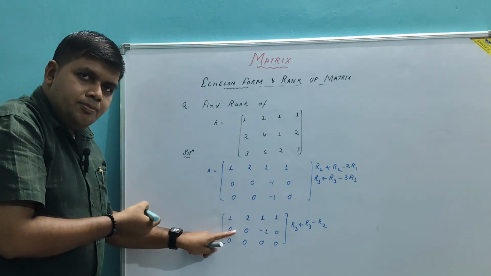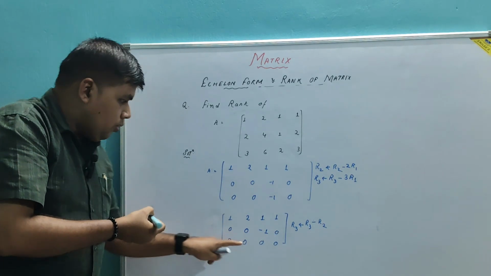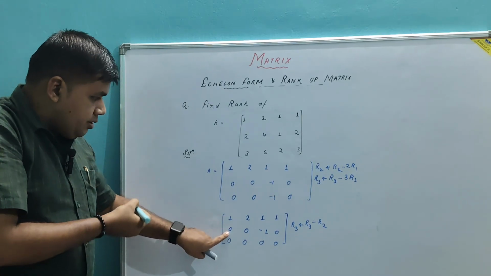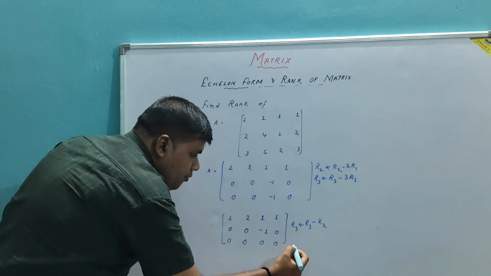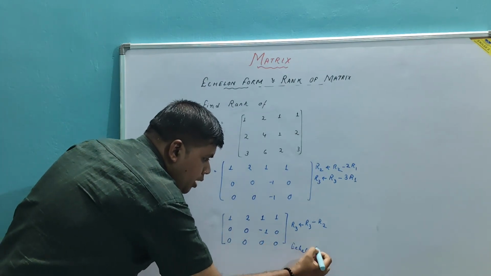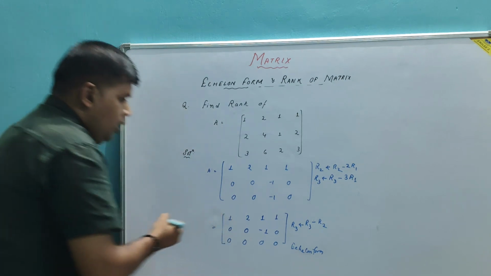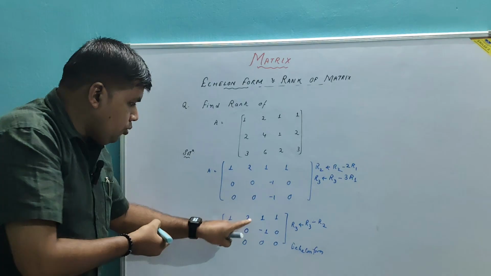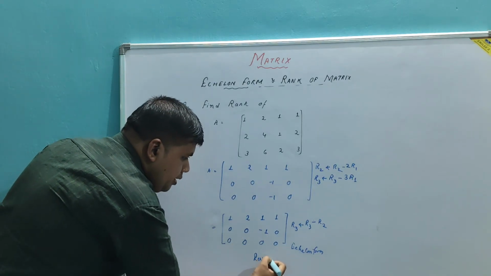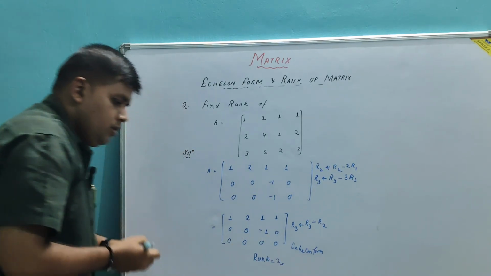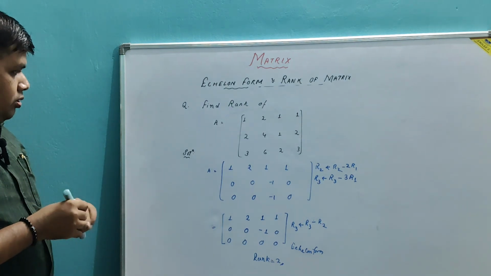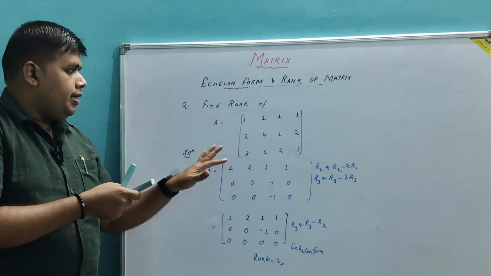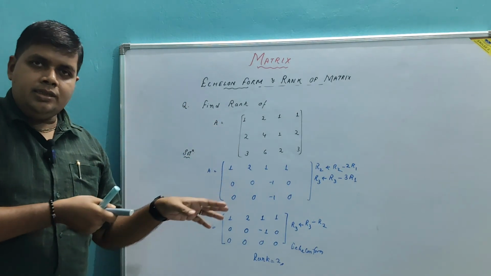Can we convert it further? Can we make all these zeros? No, because if we perform any operation with this, these elements will get changed. So this is the final echelon form. So how many non-zero rows are there? There are 2 non-zero rows. The last is a 0 row. Therefore, rank is equal to 2. So since there are 2 non-zero rows, the rank is 2. So this is the way of finding rank using echelon form.